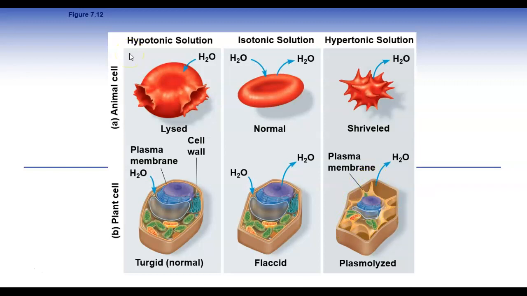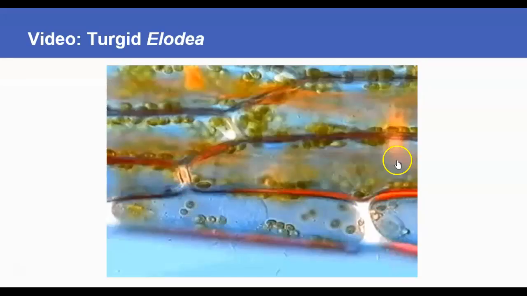Remember for all of these that we're talking about the solutions. So a hypotonic solution means it's a hypertonic cell. Isotonic are the same. Hypertonic solution means there's a higher concentration of solutes outside than inside. That's going to be a hypotonic cell, where there's going to be a higher concentration of water inside the cell leaving.